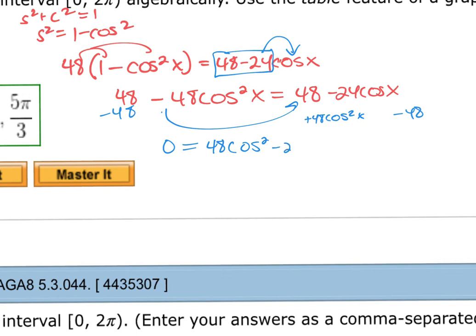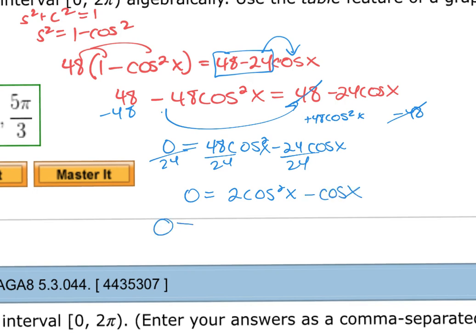Then where am I at? Minus 24 cosine x, and then a positive 48 and a negative 48 cancels out. So from here, we can actually factor out. You could divide everything by 24 to make your numbers smaller. You could start with that, make your life a little bit easier. So this would be 2 cosine squared of x, that should have been an x, minus cosine of x. And then I can take out a cosine.